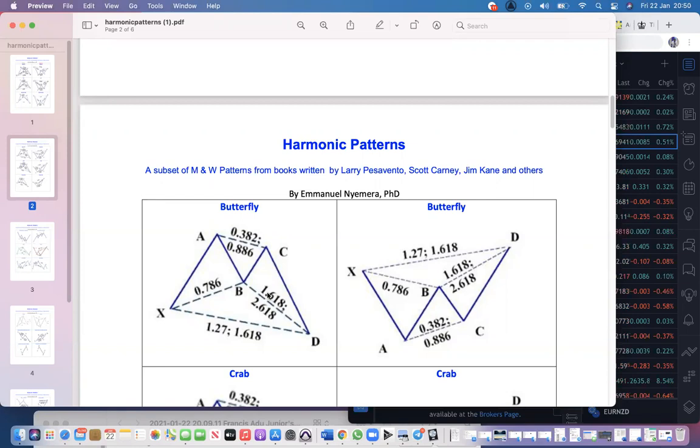What do you want me to repeat? After A to B, I did say if I pull my fib from A to B, usually the C should be 50% and above retracement.